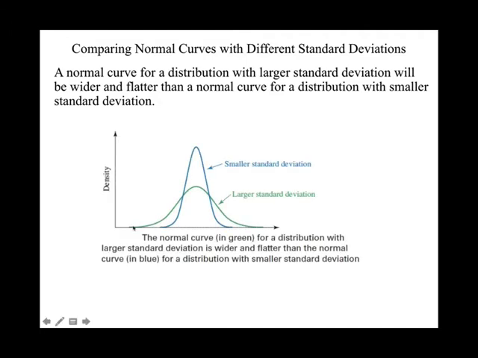If you have the larger standard deviation, the distribution will be wider and fatter, because we have to make sure the total area under the curve is equal to 1. If you have the smaller standard deviation, then the distribution will be narrower and taller.